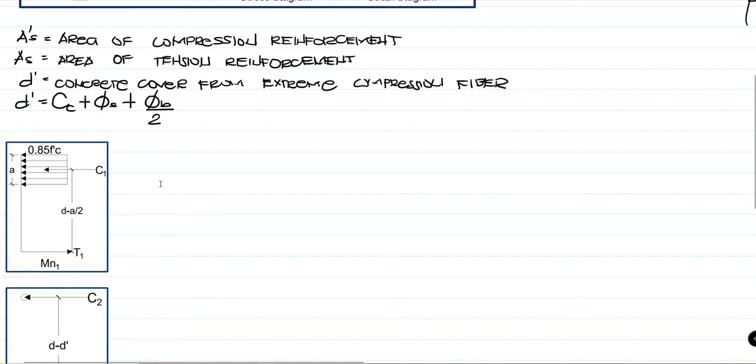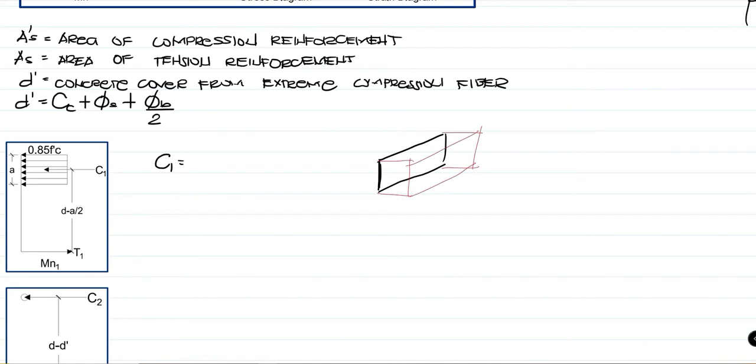So, syempre, coming from this diagram, we can say that we have C sub 1, which is equal to, syempre, rectangular yan. So, buo pa rin yung force niyan. So, kung ilalagay natin siya on a figure, ganito yan. Syempre, 3D diagram. Which corresponds to this one. So, this is 0.85 of F prime C. And this one will be the B. And this height will be A. So, syempre, that still corresponds to 0.85 F prime C A times the B. So, that will be C1.